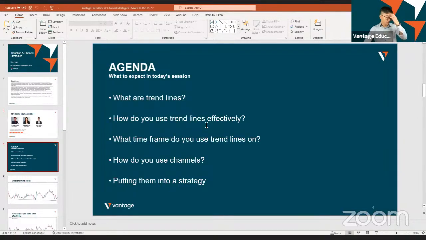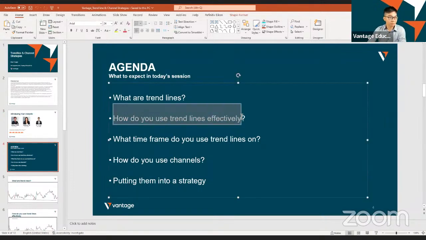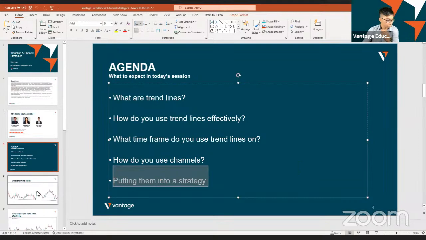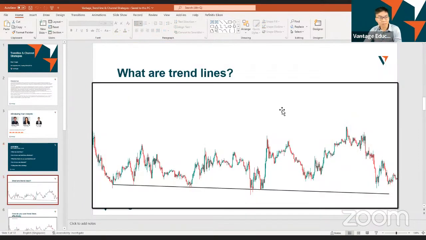Okay, we'll be covering these few topics today. What are trend lines? How do you use trend lines effectively? What time frame do you use trend lines on? How do you use channels? And we can put them together on a live chart later on into a strategy. So, what are trend lines? Do you guys know how to draw trend lines? Yes, please do let me know if you know how to draw a trend line.